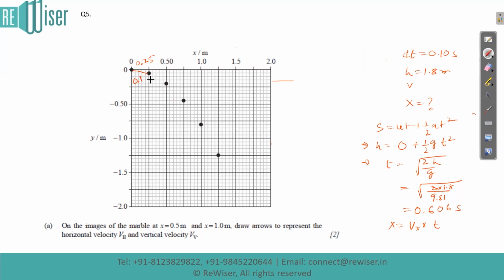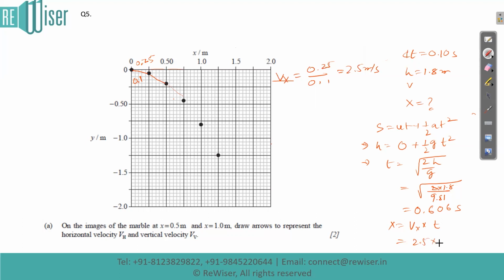So you can find out in the same interval it has covered the same distance. Again, same distance is covered in the same time interval. So velocity is constant along x direction. So Vx will be 0.25 divided by 0.1, which is 2.5 meters per second. Okay.